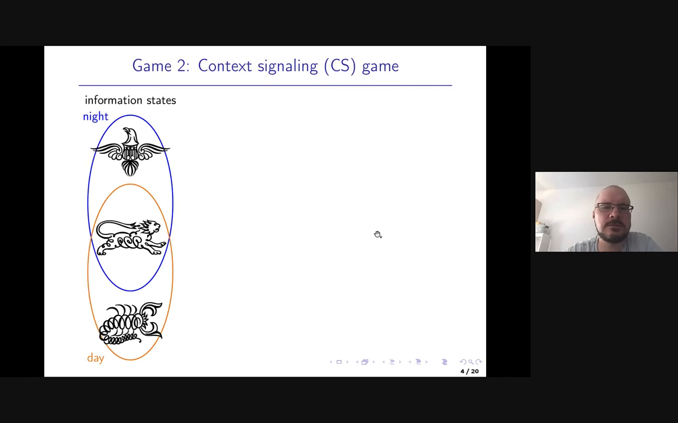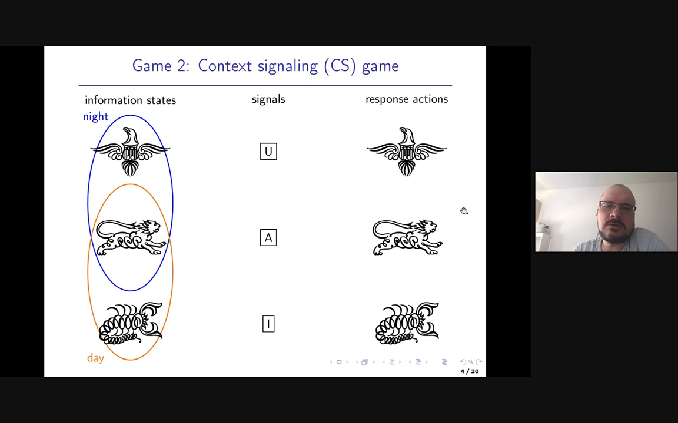What is not studied a lot is a little alteration of the game. And this allows for what I call contextual cues. Here's a simple example. Let's say the information states correlate with specific cues. Here, for example, the eagle only appears at night and the scorpion only appears at day. And this is also a very optimistic assumption, that this is perfectly reliable. Otherwise you have the same game.